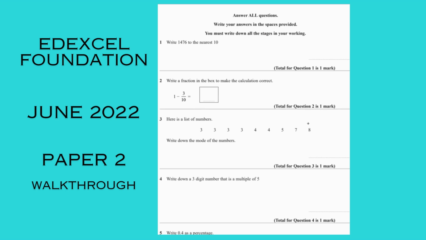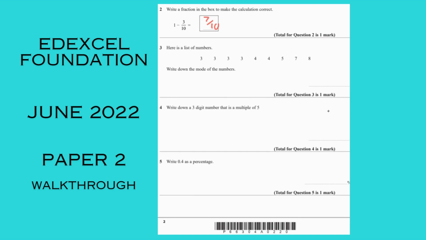So rounding off to the nearest 10, so obviously the 7 is in your tens column, you look at the digit after it. And with a 6, we round up to 1,480. So 1 minus 3/10 is 7/10. 10 take away 3, in other words, to find the numerator.